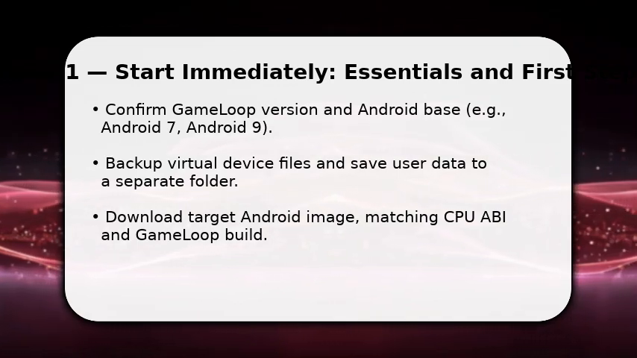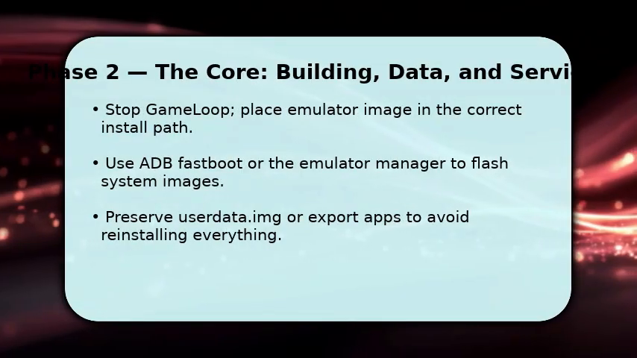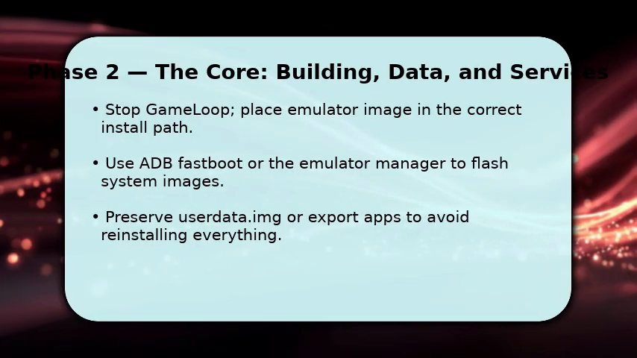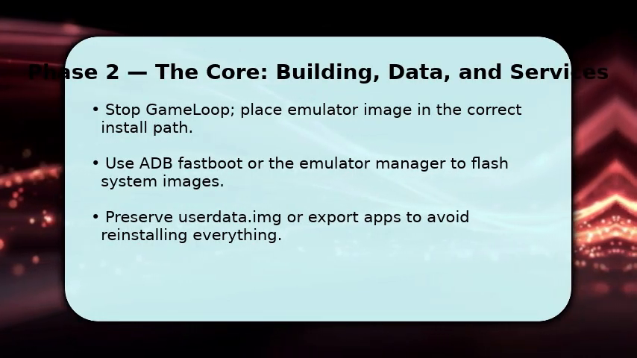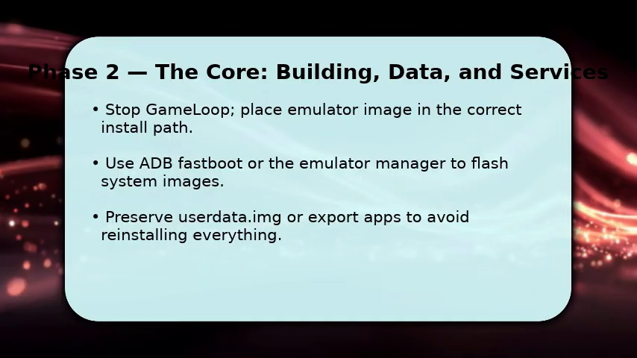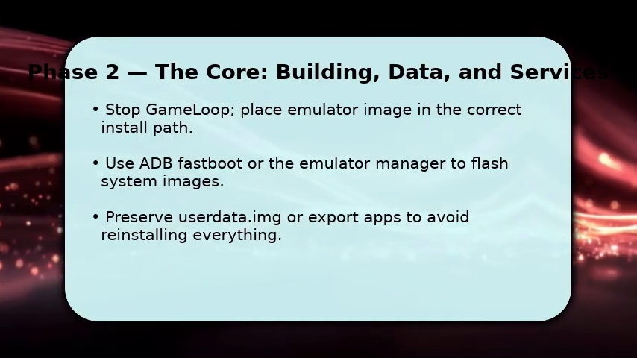You will now stop Gameloop and move the new Android image into the emulator's install path, because running while replacing files corrupts images. Once done, use ADB Fastboot or Gameloop's emulator manager to flash or replace the system.img and vendor.img and monitor logs for errors.